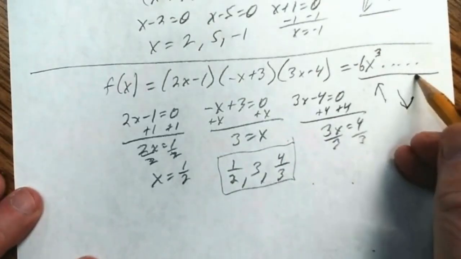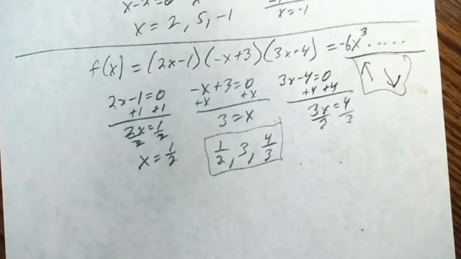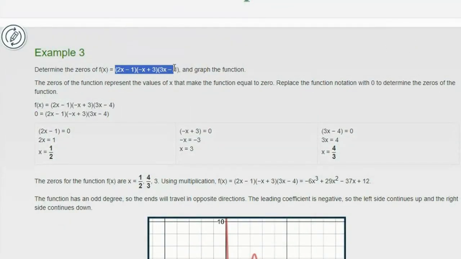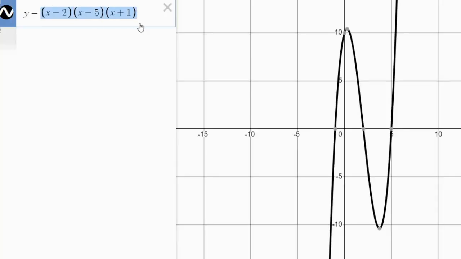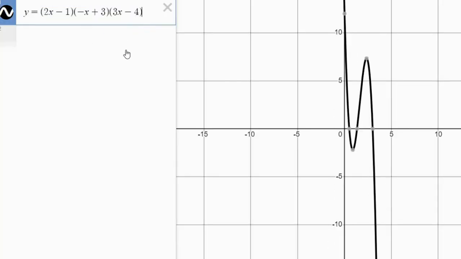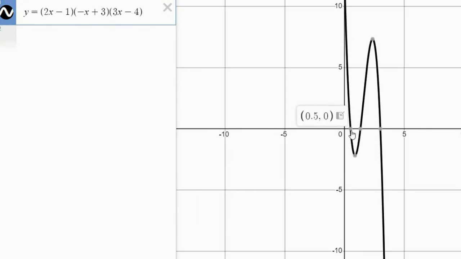There's our solutions. Let's graph this just to check this out. Let's see, I can just copy that right there. Copy, paste. See, we said there's a solution at 1/2. We said there's a solution at 3. And we said there's a solution at 4/3. Which 4/3 is 1.333, because 3/3 would be 1, which leaves us another third. So there's the 3 solutions.